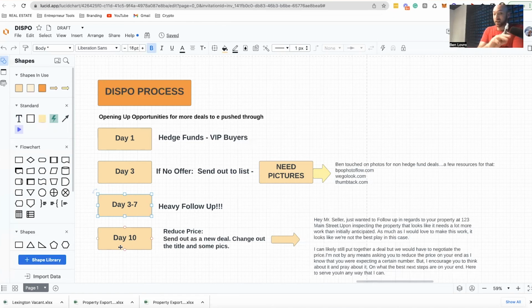Because if we get to the end of day 7, and we'll even go between day 7 and day 10, if we do not have an offer at this point, and you can see here on the board, it's either reduce the price on the deal, because if a deal doesn't sell within the first week and we're blasting it out to all the buyers across the network, something is wrong. And it's our job to identify what that is.